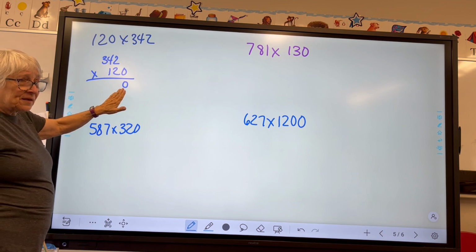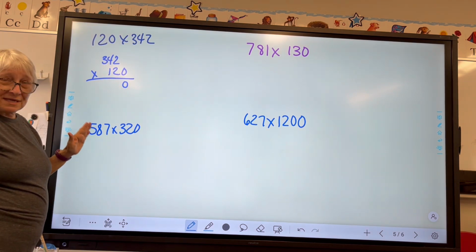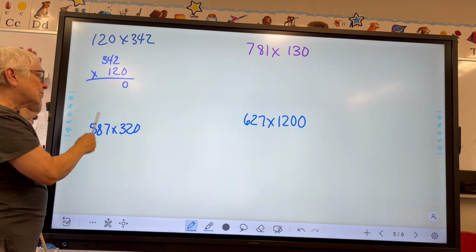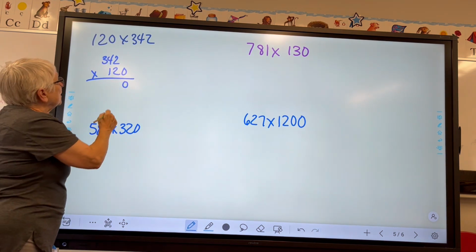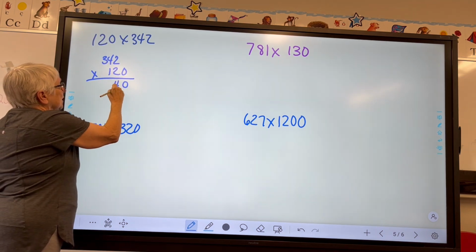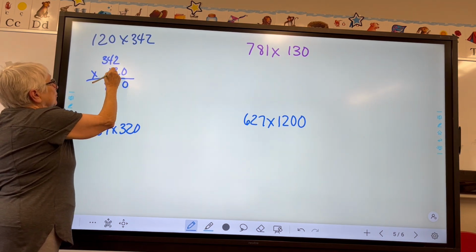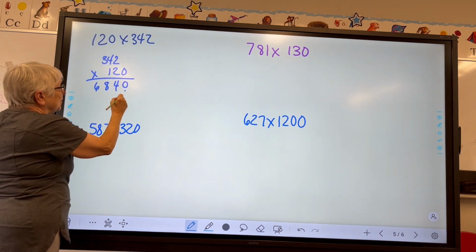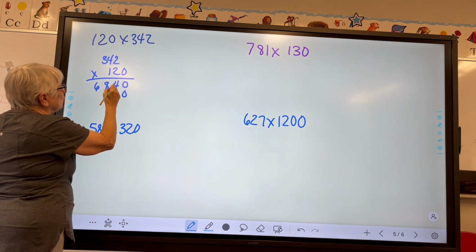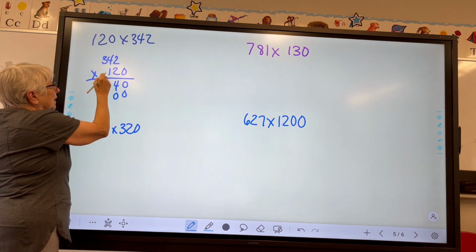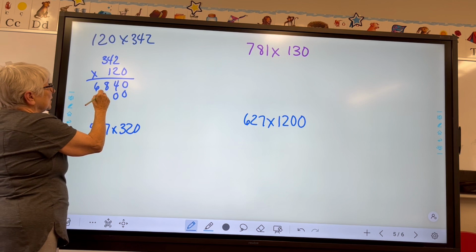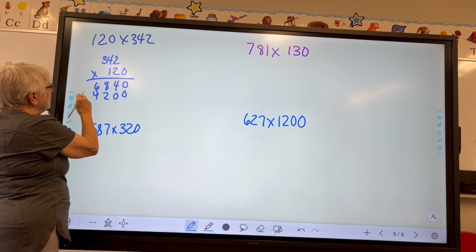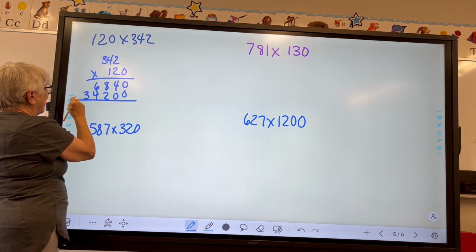When you add the 0 at the end, it's like multiplying by 10. And that's what we're going to do. We're going to hang the 0 and then multiply the rest of the numbers. So 2 times 2 is 4, 2 times 4 is 8, and 2 times 3 is 6. Then I put the 0 under the 2 because the first number that I write has to go under the 8. So that's 1 times 2, 1 times 4, 1 times 3, and then I add them up.